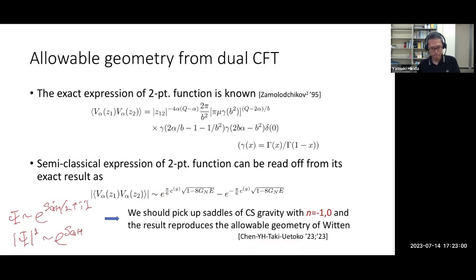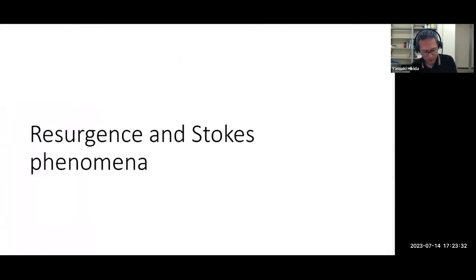And in this specific example, we know the exact answer, so we just need to take a semiclassical limit. But this is not always the case. An exact answer is not always available, so we want to have a more generic method. And this is what I want to say here.